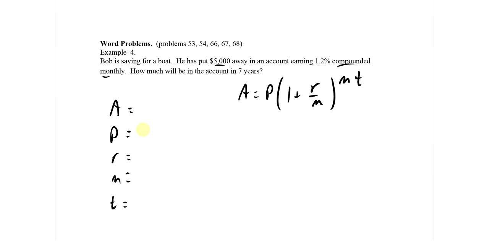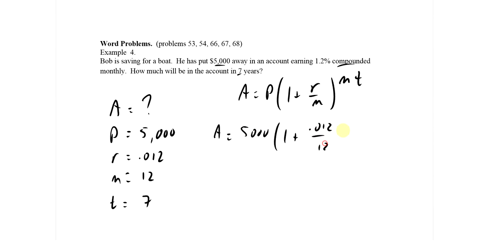He put $5,000 away, so that means he invested that principal. 1.2% is my rate, so that's 0.012 as a decimal. Compounded monthly, 12 times a year, and he lets it sit there for 7 years. And what we don't know is how much he has there. So you plug everything in. A equals 5,000 times (1 plus 0.012 over 12) to the 12 times 7. Little parentheses around that. Great. So plug everything in, calculate out what you get, and it should be 5,437.92.